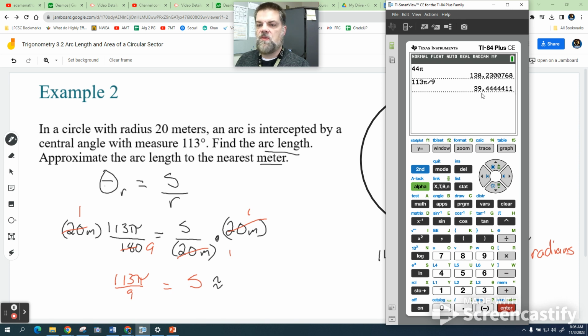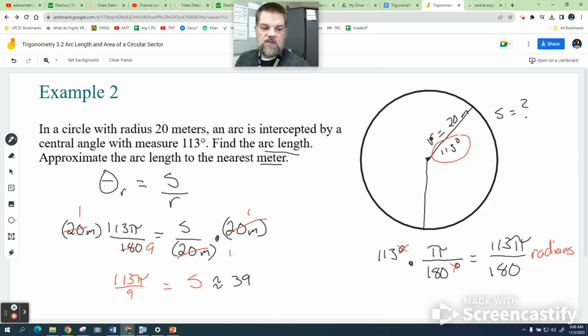So what we do when we round to the nearest whole number, remember this? You go one space over. If it's 5 or higher, you round up. If it's 4 or lower, you round down. So I use my little squiggly lines, and it's approximately 39. 39 what? Meters, right? We can't forget the meters. So that's the answer.